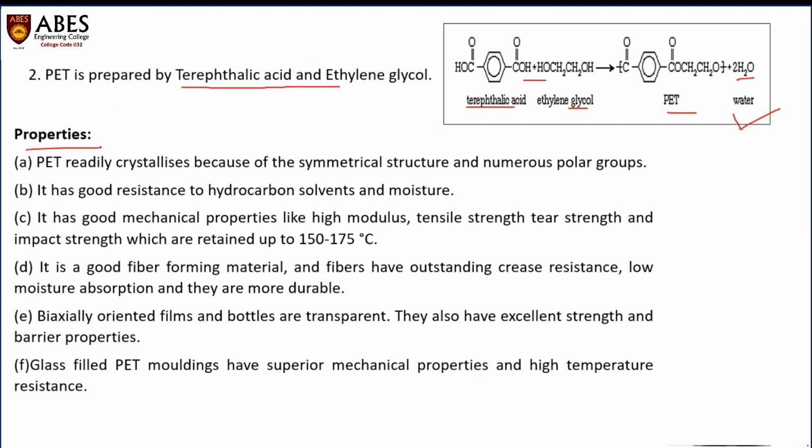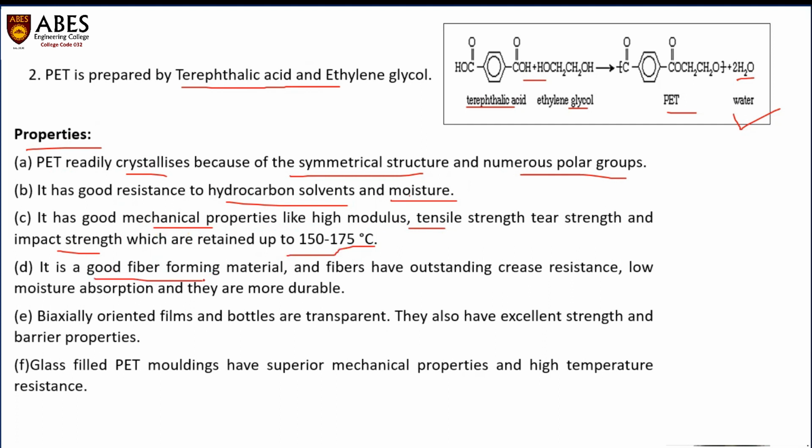And now we will discuss the properties of polyethylene terephthalate, PET. It is highly crystallized because of the symmetrical structure, and it contains various polar groups. It has good resistance to hydrocarbon solvents as well as moisture. Also, it has very good mechanical properties such as tensile strength, tear strength, and impact strength, and it retains them up to 120 to 175 degrees C.